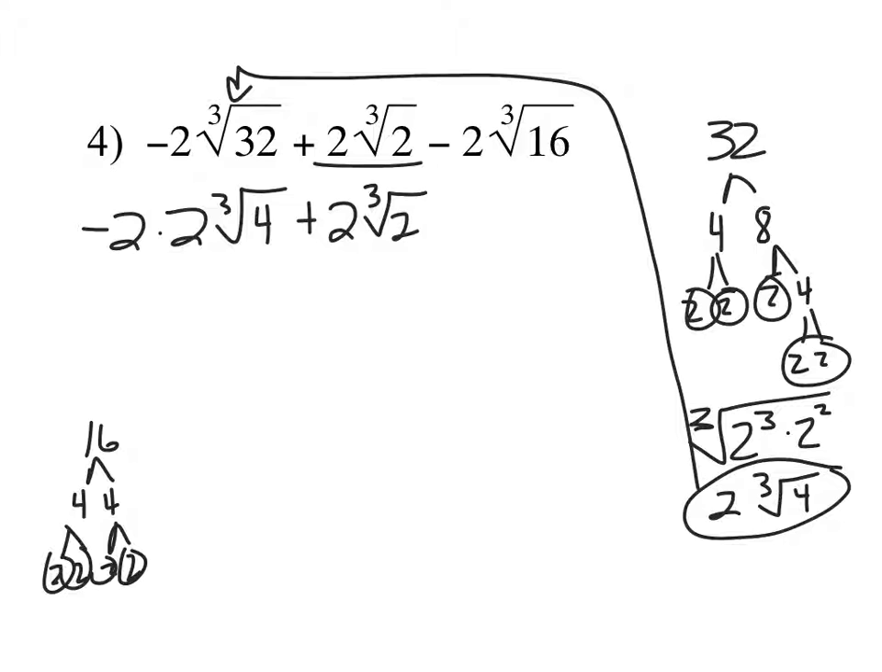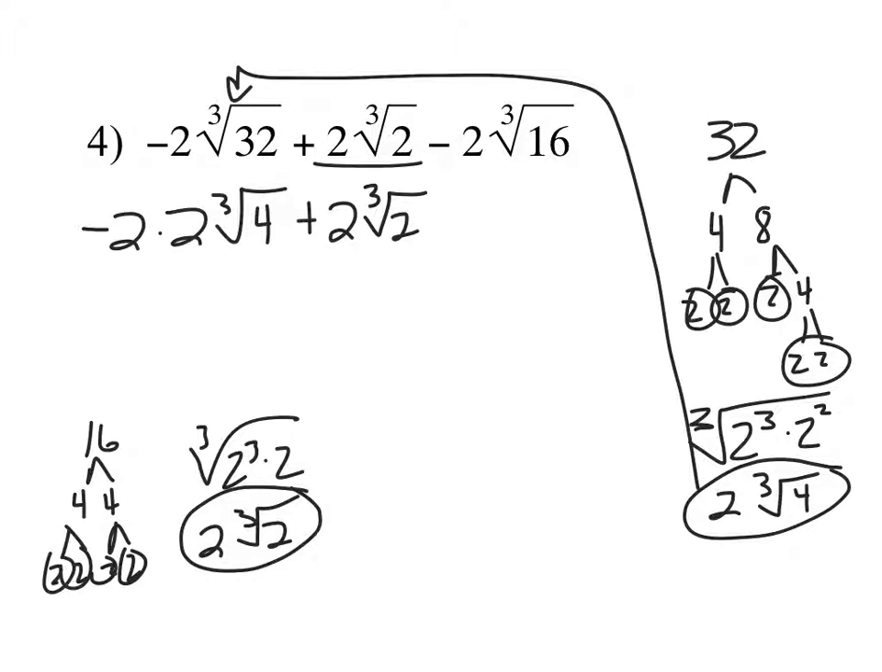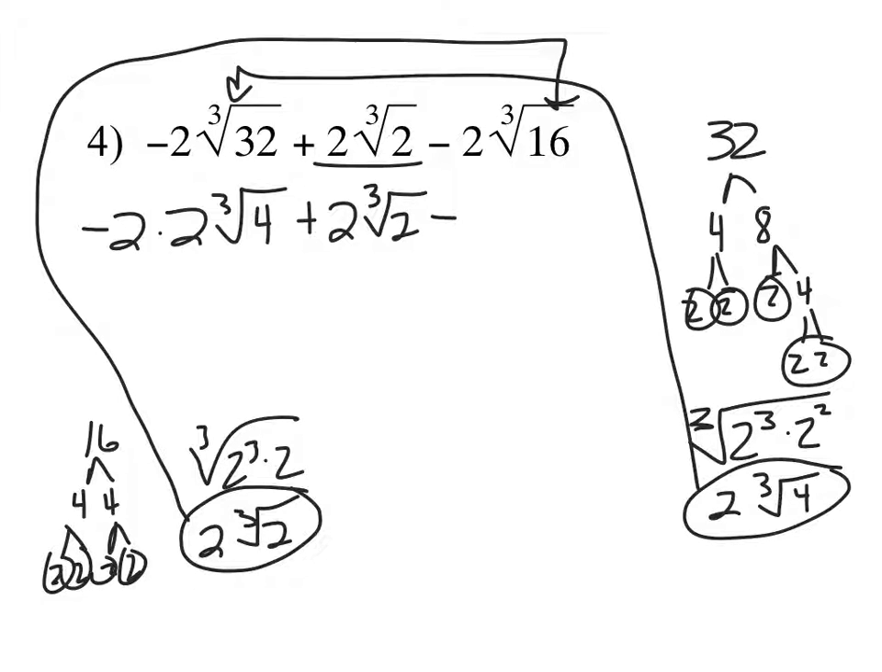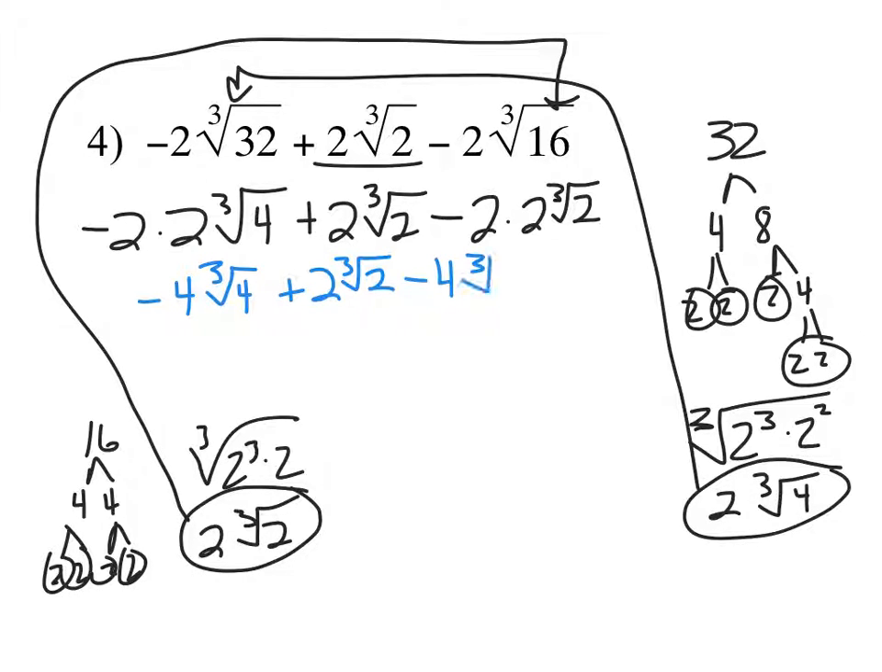Okay, so now 16, it's the cube root of 2 cubed times 2, or that first 2 comes out, and I have a cube root of 2. And I'm going to take, again, this guy is going to replace that guy. So this is going to be minus 2 times 2 cube root of 2. Okay, so now we got some simplifying to do here in this example. Negative 2 times 2 is negative 4 times the cube root of 4 plus 2 times the cube root of 2. And then negative 2 times 2 is negative 4 times the cube root of 2.